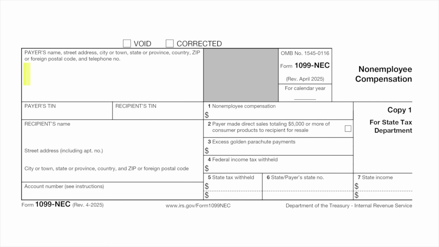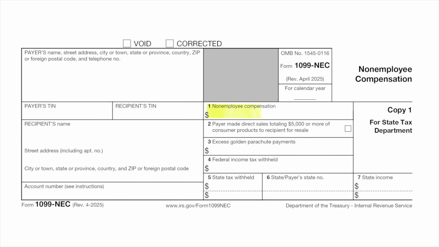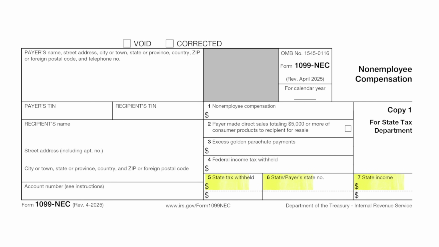Here's the information you'll need to have on file before filing. You'll need your business information, that's your name, EIN or social security number, and your address. You'll need the contractor's name, their tax ID number, and their address. This information would be on the Form W-9 you would have received from the contractor. You'll also need the total amount you paid them. If you don't have that information handy, that's why it's important to have a good bookkeeping system in place. And if required, any state tax information as well.